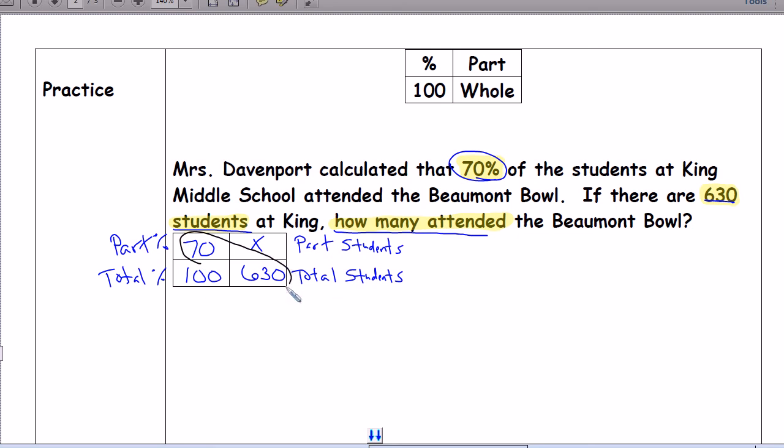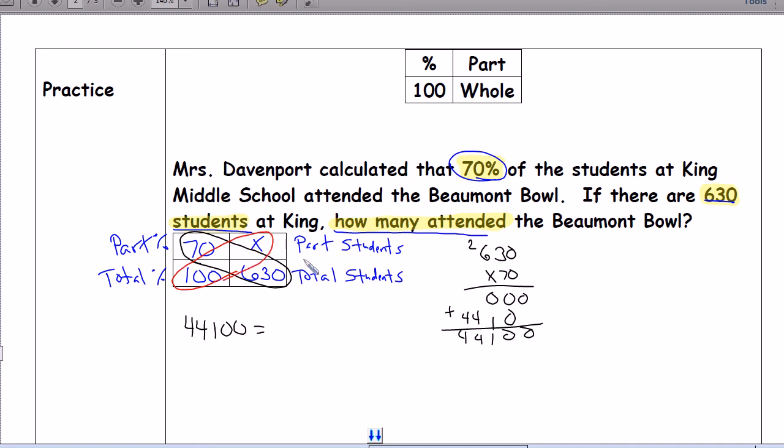So I'm going to multiply 70 times 630. 7 times 0, 0. Well, actually, 3 zeros, right? Then 7 times 0 is 0, 7 times 3 is 21, carry the 2, 7 times 6 is 42, plus 2 is 44. When I add them together, I get 44,100. Remember, we have to put the two cross products equal to each other. Now I got to multiply the other one. I got to multiply 100 times x. Oh, that's easy. That's 100x.